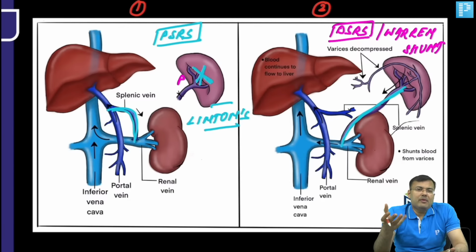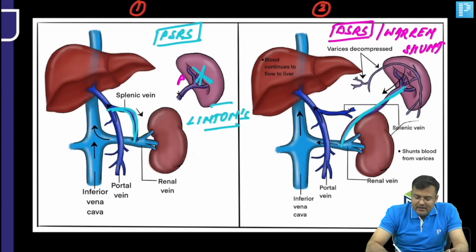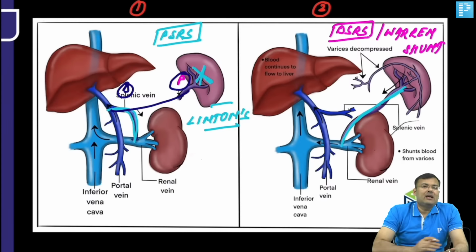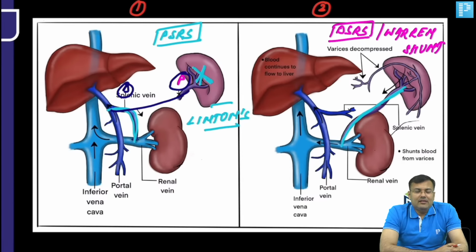Right? How to remember what is proximal, what is distal? Any structure from where it starts, that is proximal. You can see the splenic vein starts from here. This is proximal. It ends here. Distal. What is the easy way to remember? Proximal means near, distal means far. So what is near is proximal, what is far is distal. Got it? So proximal, distal. Okay. So first PSRS, second DSRS. Next.